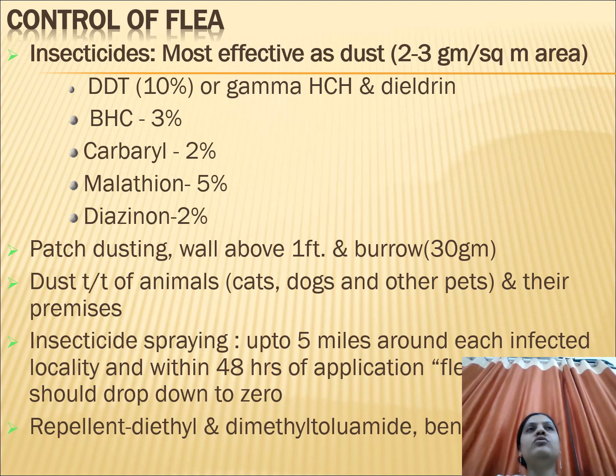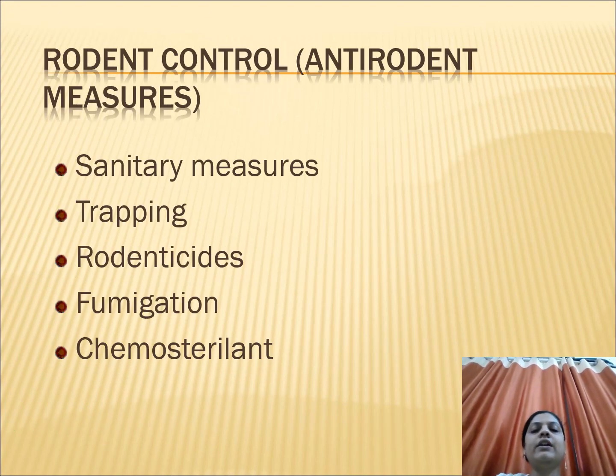So we have to control the cases, because once the cases are detected, you have to start them on antibiotics, IM antibiotic or oral antibiotic tetracycline. Then you have to take measures for the control of fleas. As soon as we spray the insecticide, the flea index should drop down to 0. Then we have rodent control measures like the sanitary measures, trapping, rodenticide, fumigation and chemosterilization. So there are various measures.